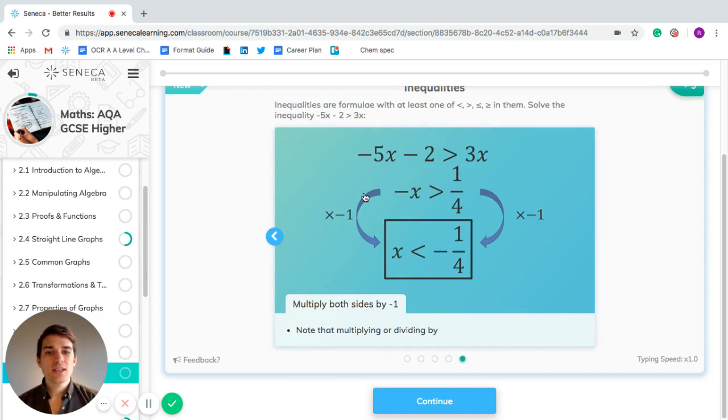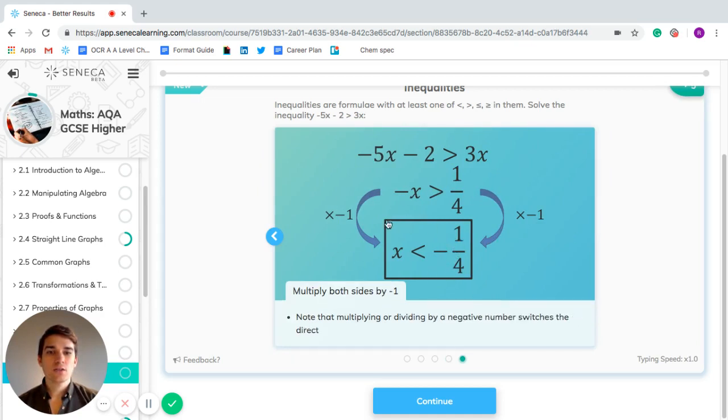And a little sneaky thing here: when we times by -1, the direction of the arrow actually changes. Now that only happens when you times by a negative number. So a quarter times by -1 is negative quarter. Negative x times by -1 will give us just x. And notice the symbol's changed here. So the final statement we've got is x is smaller than negative 1/4.